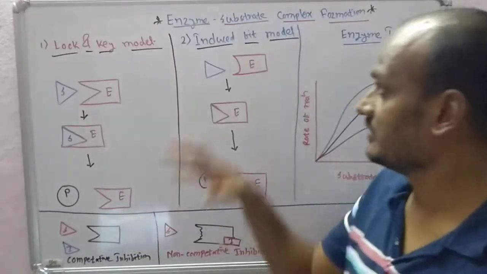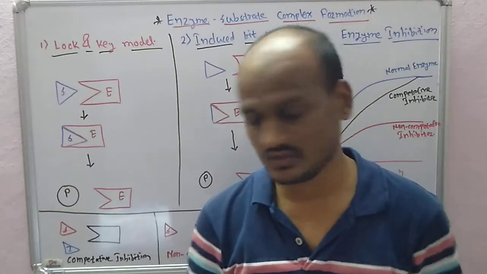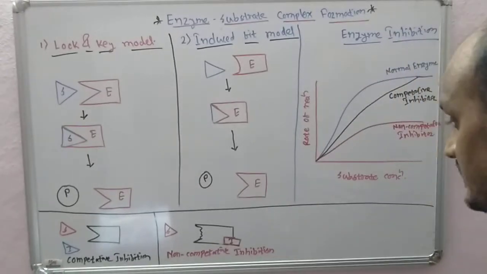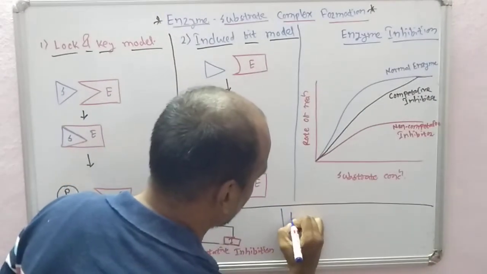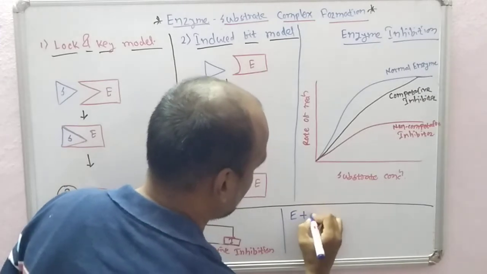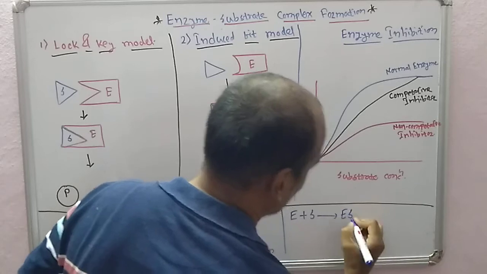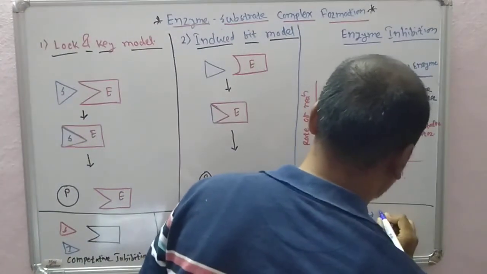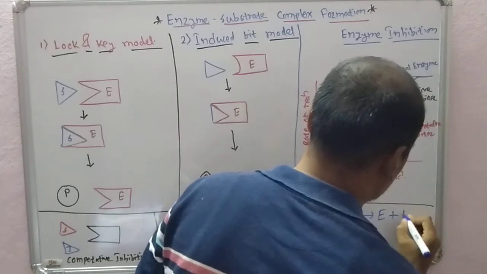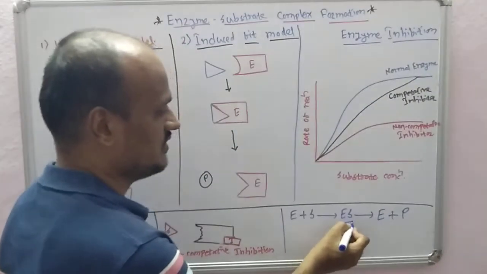Welcome everybody. So today we are going to see enzyme substrate complex formation. So what happens during the enzyme substrate reaction? We expect the enzyme substrate reaction to progress like this. Enzyme plus substrate will combine together and form the enzyme substrate complex. Okay, and this complex should further dissociate and form enzyme plus product. So this is the enzyme substrate complex formation reaction.